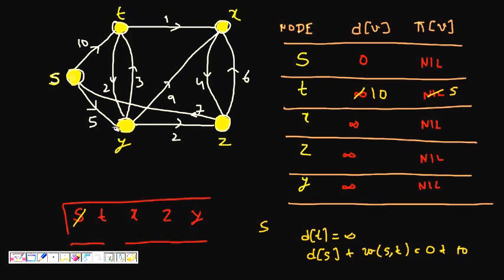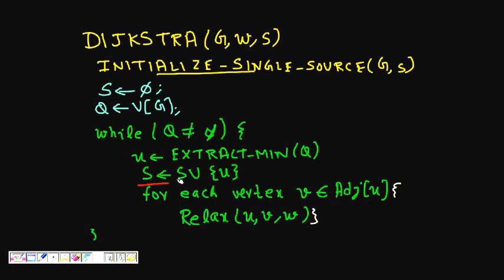Next, for y also it is infinity now, but if we take the path from s to y, it becomes 5. So y is 5 now, and s is the parent. Okay, so this is done. So now t has the value 10, x has the value of 5, others have infinity. Okay, so extract min, again we go and we extract min.